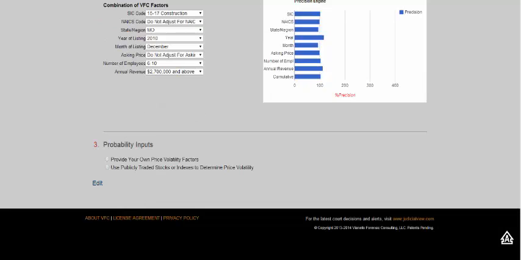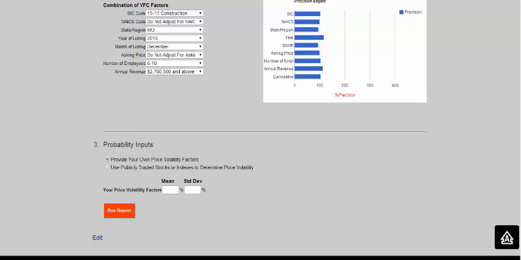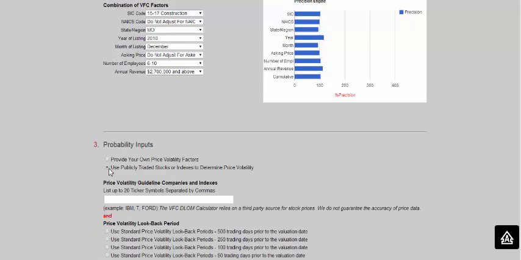Step 3 involves defining the price volatility probabilities. Choosing the first radio button allows users to enter specific price volatility assumptions. Choosing the second radio button allows users to enter the ticker symbols of publicly traded stocks and stock indices to use as guidelines for price volatility assumptions. Can Build competes in the international market, so I will enter the ticker symbols of several small international construction companies for this example.